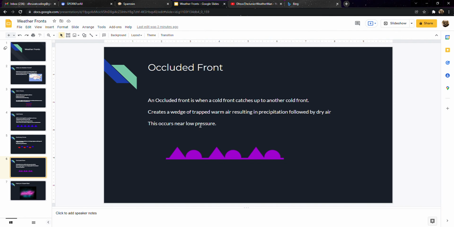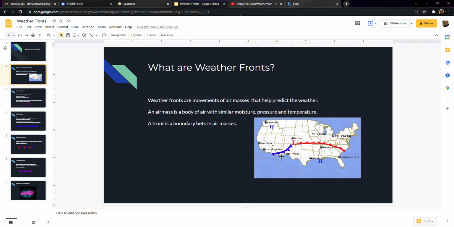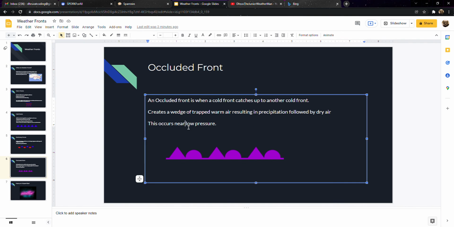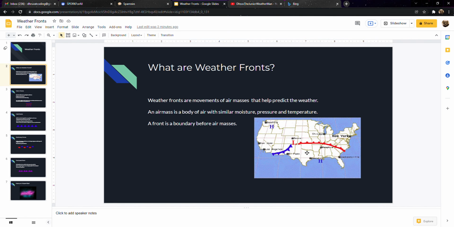Like if we go to the second slide, remember, the blue indicates high pressure. L indicates low pressure. So this occurs near low pressure. That means this will occur in the warm front.